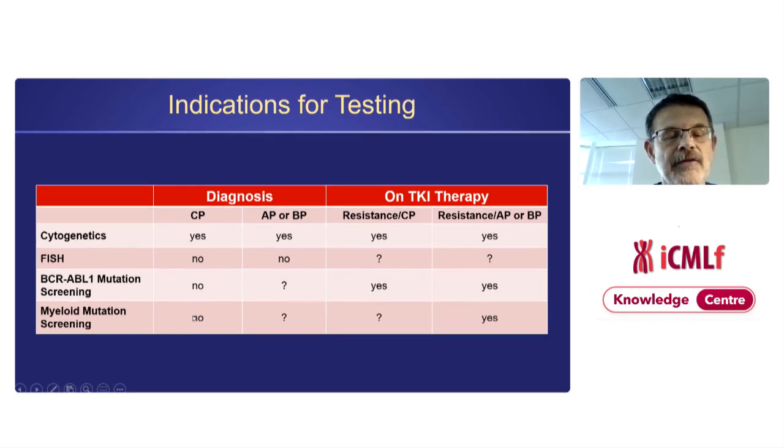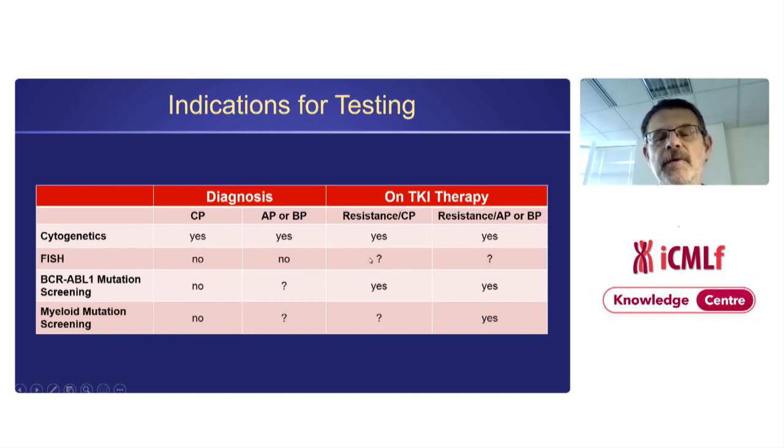And lastly, myeloid mutation screening, certainly not in chronic phase CML, but perhaps in accelerated phase or blast phase. And I think this is the subject of ongoing studies. Now on TKI therapy, this changes. Now cytogenetics is still critical. FISH has not much of a role.